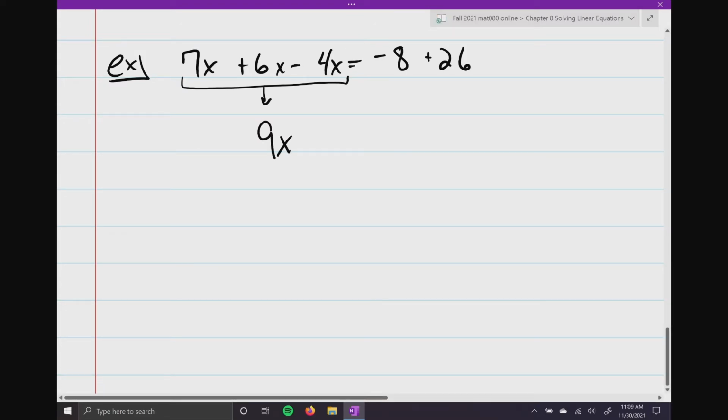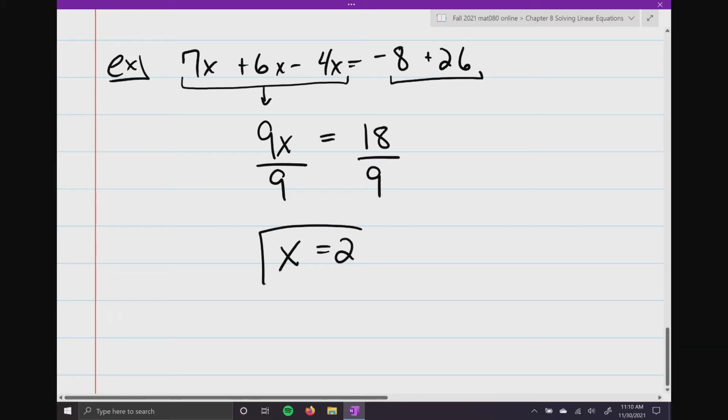On the right-hand side, I can group the -8 plus 26 to give me 18. So this is going to be 9x equals 18. Now I get my step 4, variable terms on one side, constant terms on the opposite side. It's already done. Step 5, I look at the number in front of the variable, and I divide both sides by it. That gives me x equals 2.